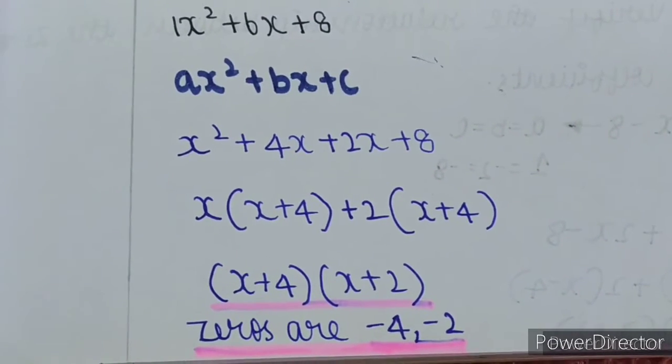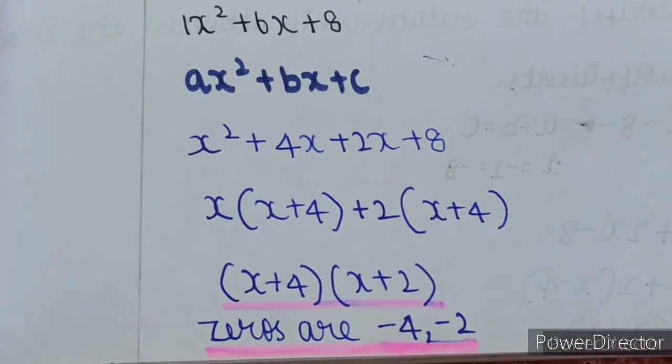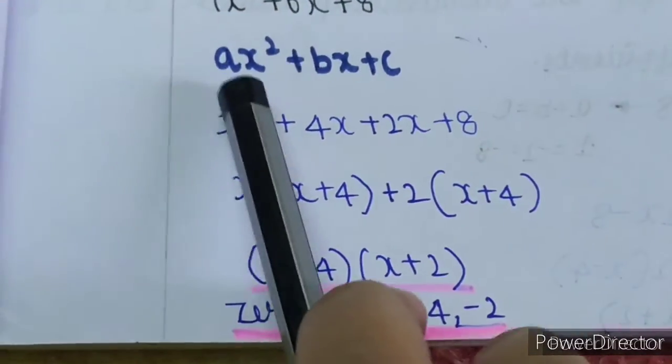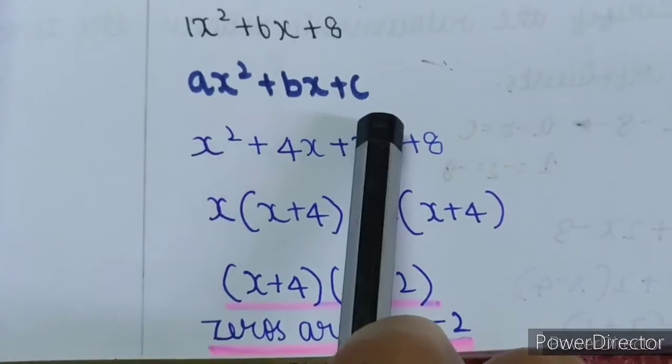Here you need to know an important note, that the format of quadratic polynomials is ax square plus bx plus c. You can compare this polynomial with this.